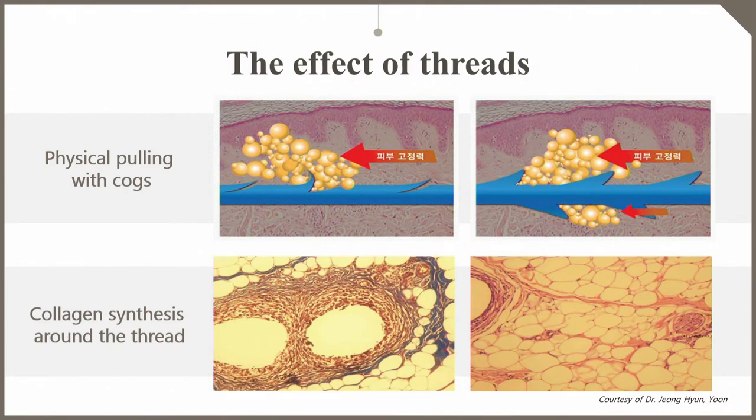The effect of threads can be categorized into two ways. The first one, by the help of the cog, we can anchor the tissue and pull it upward. It's a physical plane, so it happens immediately. But the second effect can be created by the collagen synthesis. The thread can stimulate the surrounding tissue and it finally synthesizes the collagen. This collagen can increase the skin tension and it can also improve the skin texture. The scaffold type thread is the model which is designed to maximize this collagen synthesizing function.